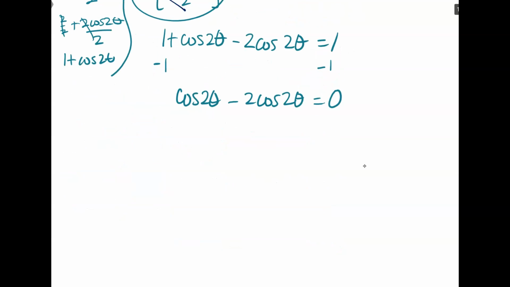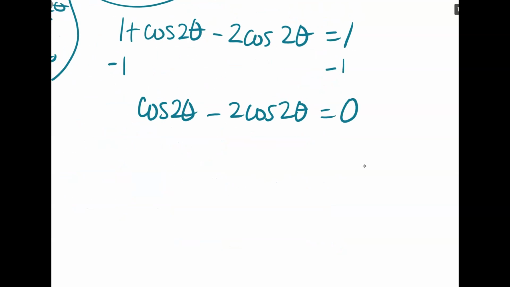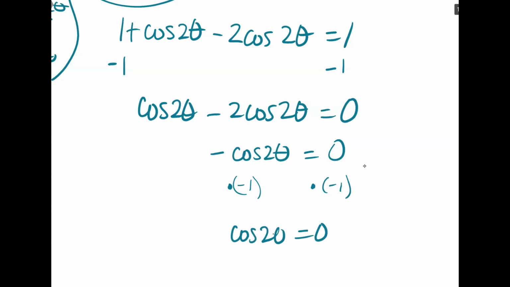Alright, so I'm at this line. Did you see how the 1 went away? I just subtracted 1 from both sides because I wanted everything on one side so I could solve, but 1 minus 1 on both sides just goes away. What is cosine 2 theta minus 2 cosine 2 theta? Beautiful. Negative cosine 2 theta. Let's get rid of the negative sign. So if I multiply by negative 1 on both sides, I get cosine of 2 theta equals 0.